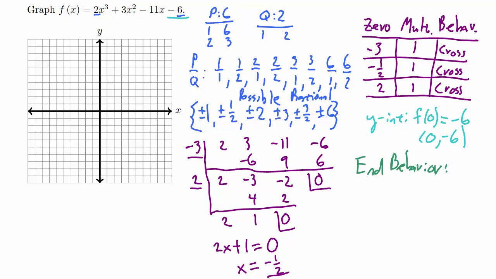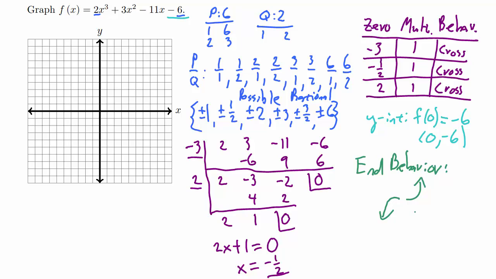Now, looking at this, the degree is 3, which is odd. Therefore, it either goes down to the left and up to the right, or up to the left and down to the right. It goes to opposite sides. So because of that, and the 2 is positive, it's actually going down to the left and up to the right.